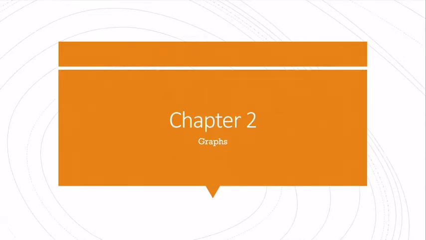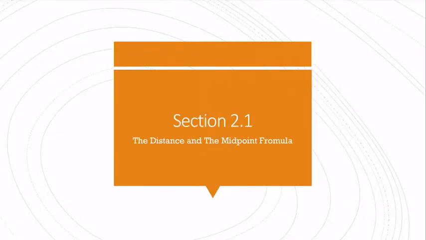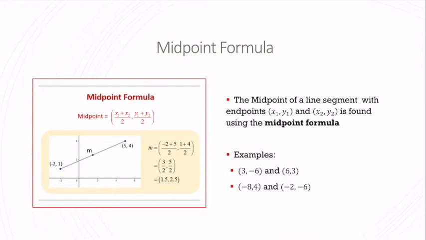Alright class, so chapter 2 is all about graphs. We're going to cover graphing lines and square roots and circles and radical functions and things like that. So section 1.1 is all about the distance and the midpoint. This is something I have covered before, but I wanted to reintroduce and work through a more complicated example.